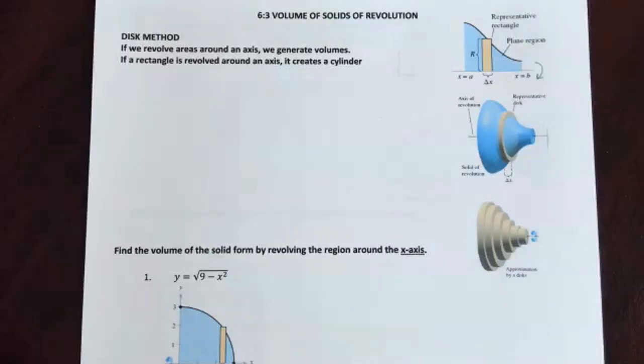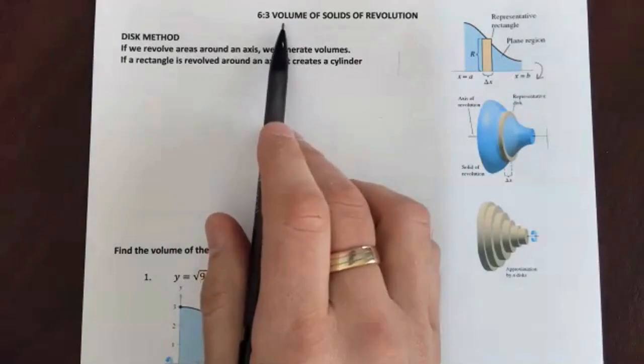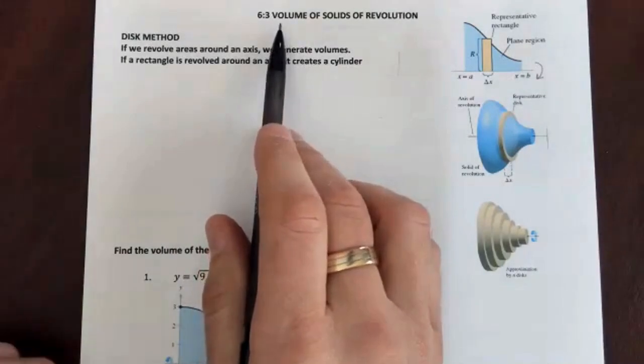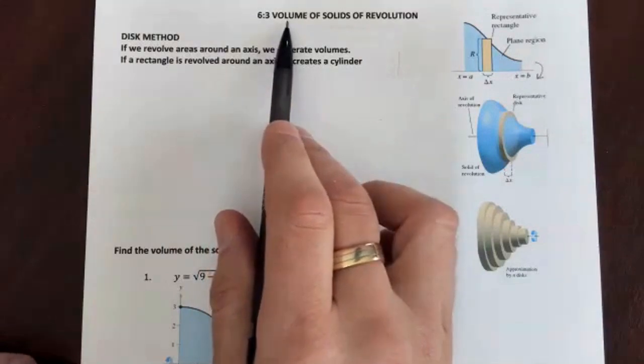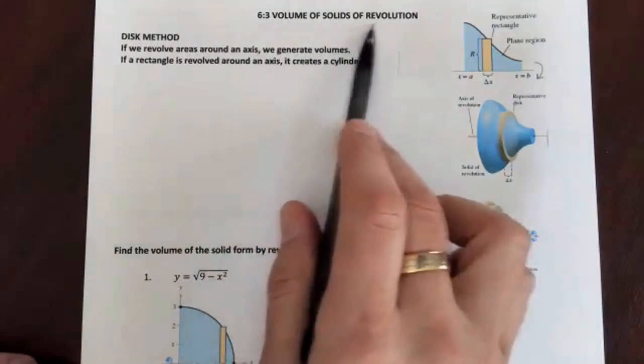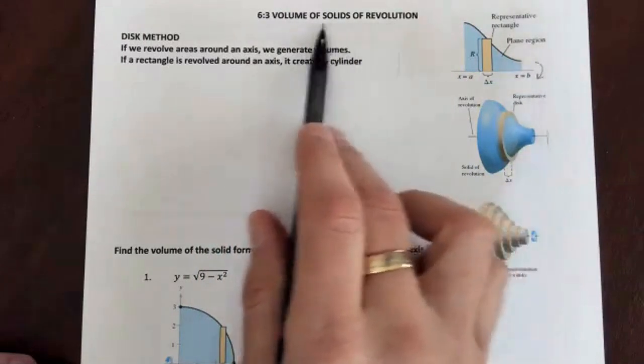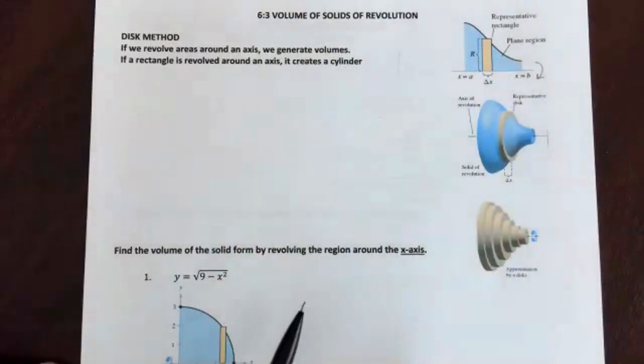We have one more section that we need to cover before we get ready for the AP test. What we're going to do in this last section is, we learned yesterday how to find the area between two curves. Now we're going to take those areas and generate volumes, finding the volumes of those areas being revolved around an axis.